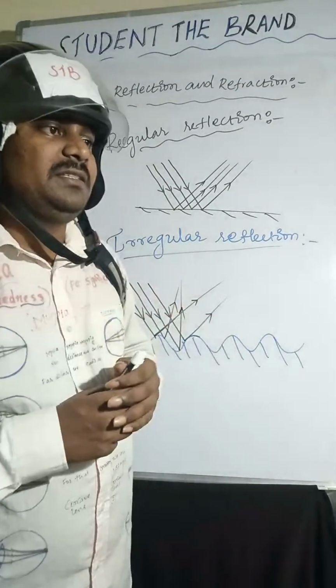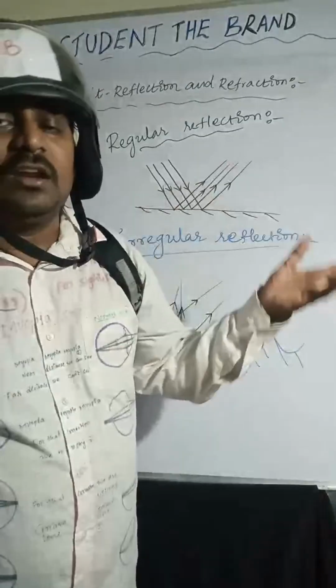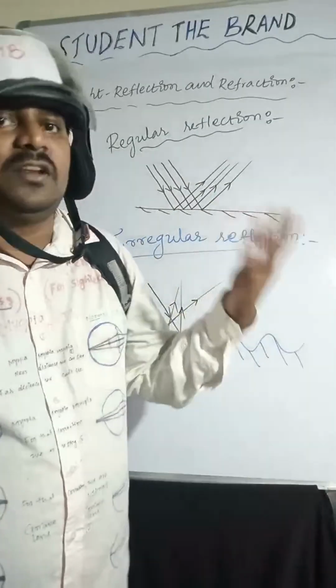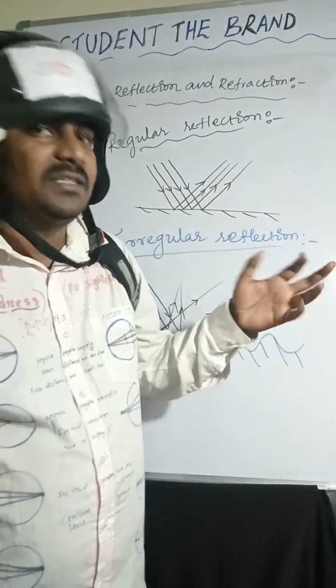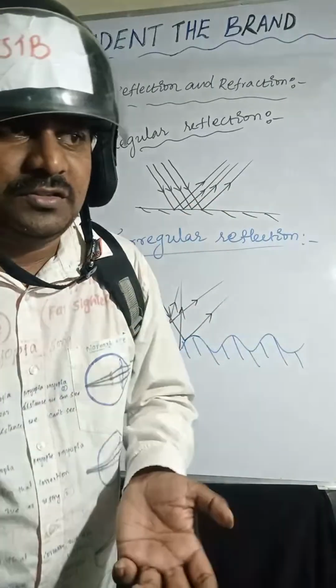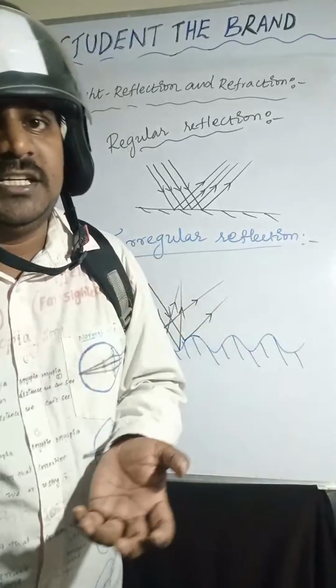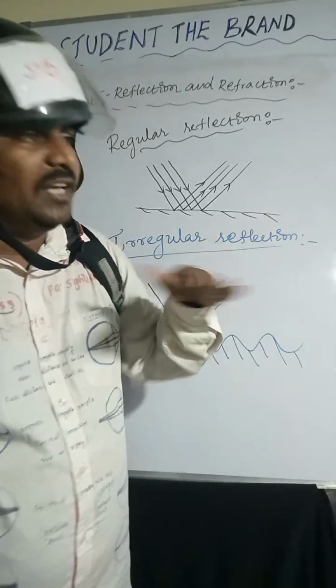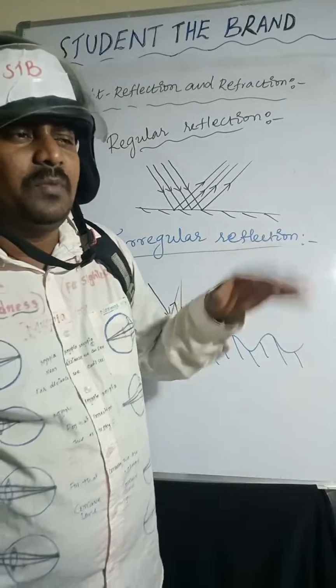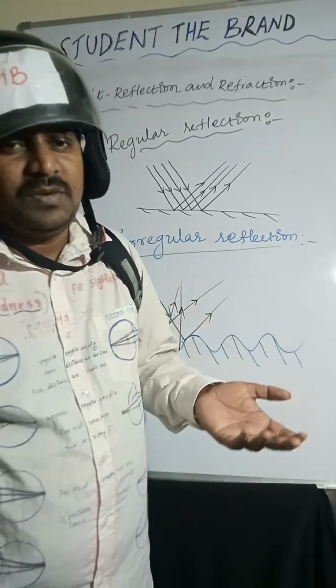So the answer is, a wall gives irregular reflection because the surface is irregular. Irregular reflection is also called diffuse reflection. Coming to the plane mirror, on a plane mirror regular reflection takes place because the surface is very smooth, a highly polished smooth surface. That is called a plane mirror.